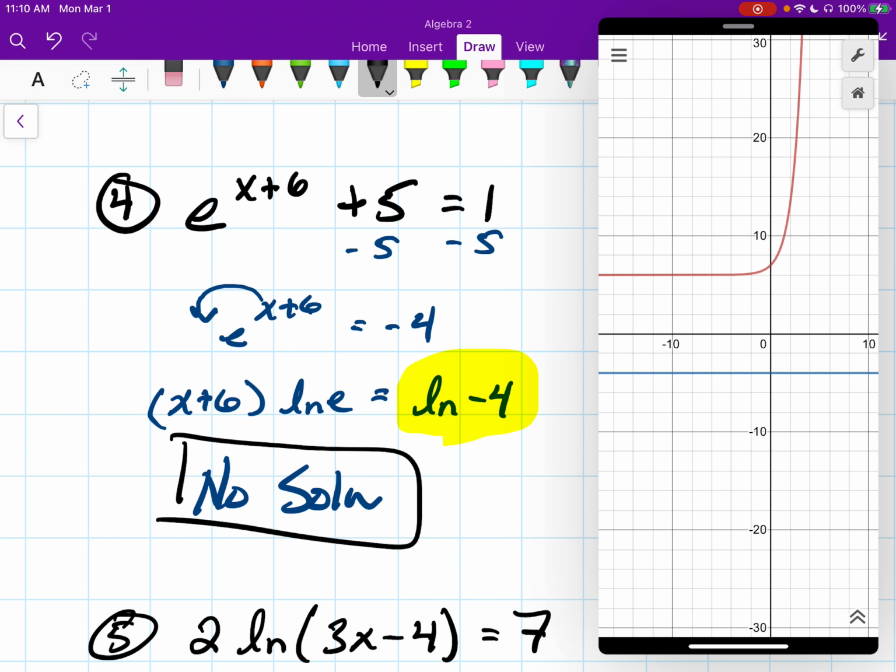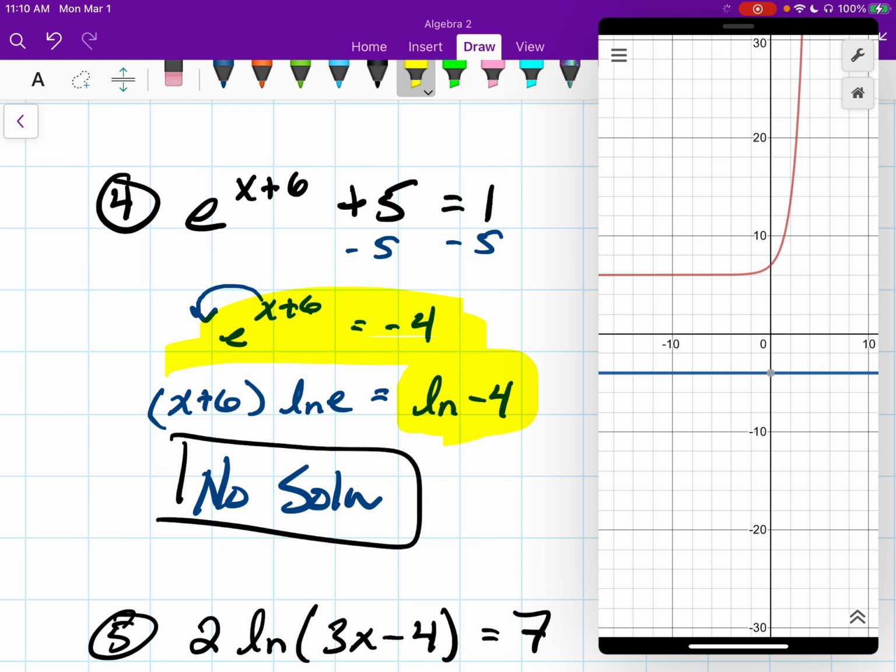So here we can actually visually see what this is. The red curve is e to the x plus 6, and the blue curve is the -4. So what I'm graphing is at this step here. You see that they will never touch each other. They will never work out. So yeah, it is no solution.